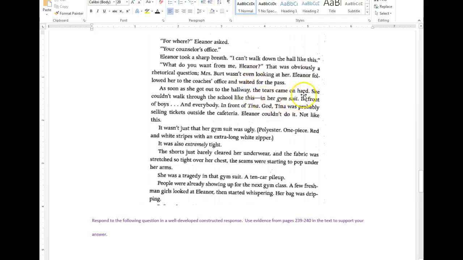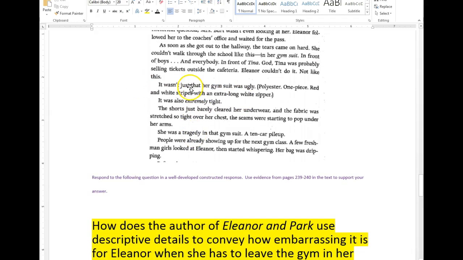All right, so here's a text citation I can use. The tears came on hard. Or I could use the fact that it says she couldn't walk through the school in her gym suit. Or I could use this part down here. Tina was probably selling tickets outside the cafeteria. There's more down here I could use.